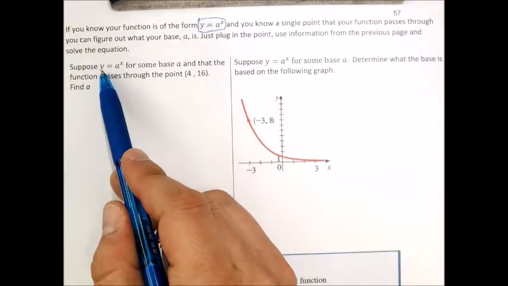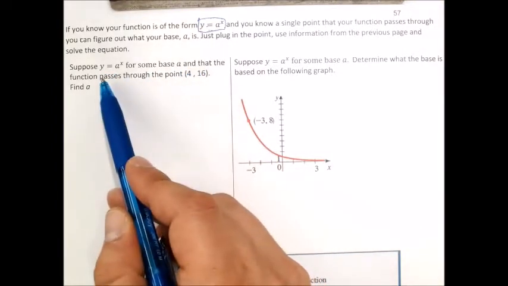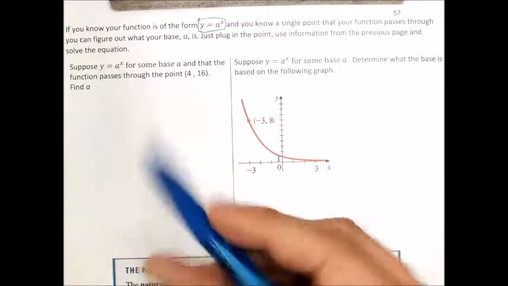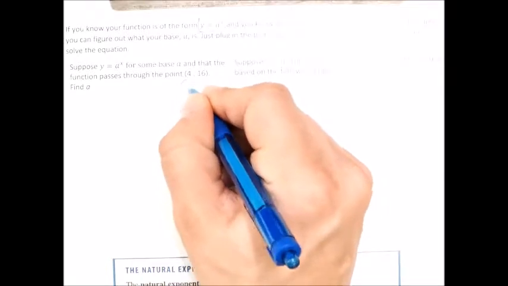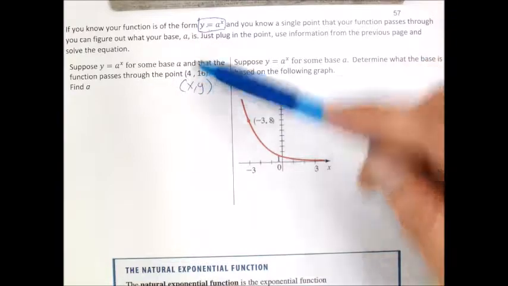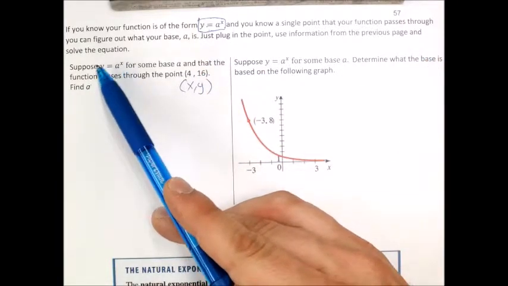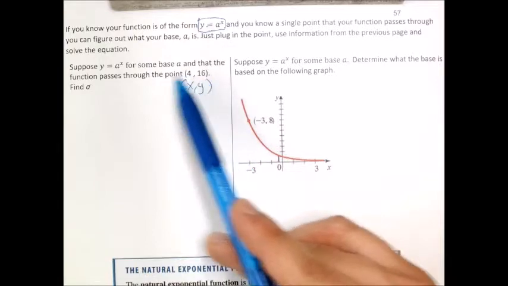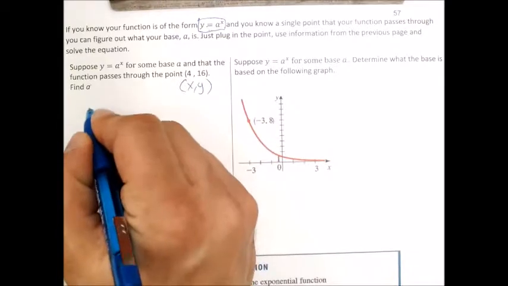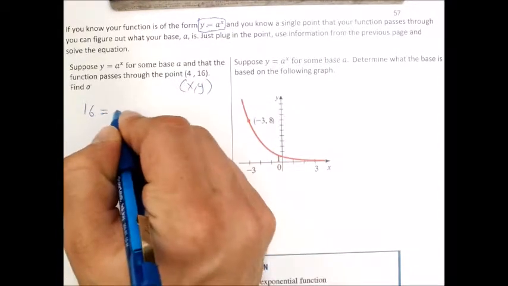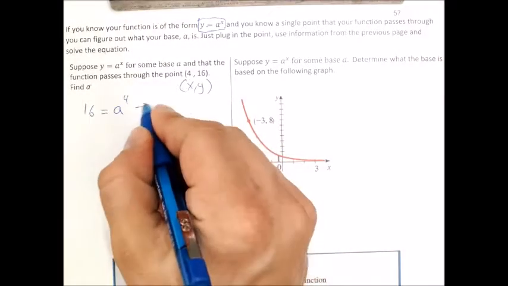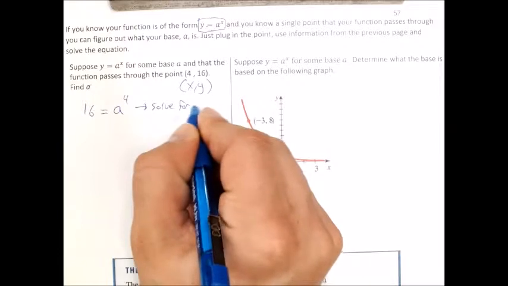Suppose y equals a to the x for some base a, and we know the function goes through the point (4, 16). Find a. So when it tells us (4, 16), that's telling us an x and a y value, right? And we have a y and an x in our function. So we can take this point and plug it into this general form and figure out what a is. So we can say 16 equals a to the 4th. And then we could solve for a, right?